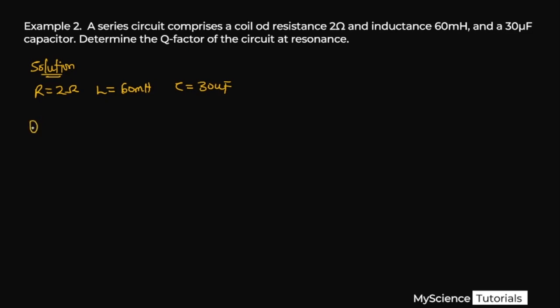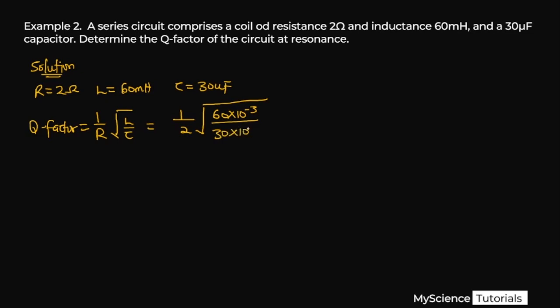The easiest one is for us to say Q factor is equal to 1 over R multiplied by the root of L over C, and this is equal to 1 over 2 multiplied by the root of L, which is 60 times 10 raised to the power minus 3, over 30 times 10 raised to the power minus 6. If you do that, we are going to get 22.36 volts as our Q factor.